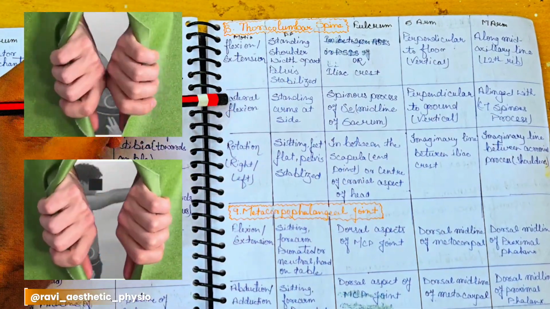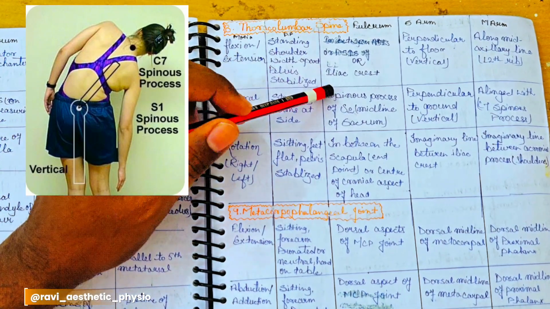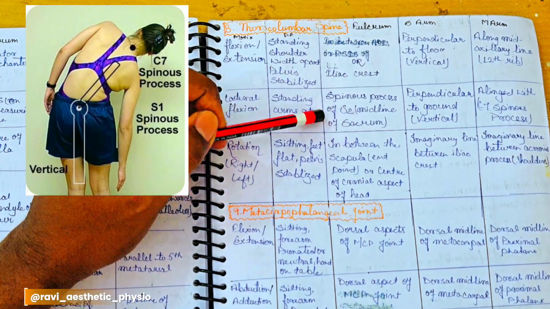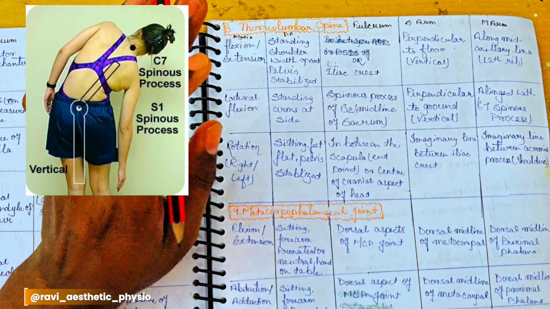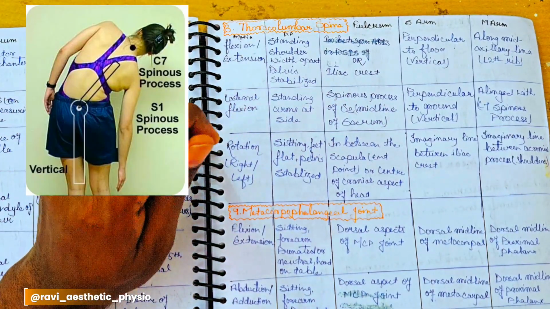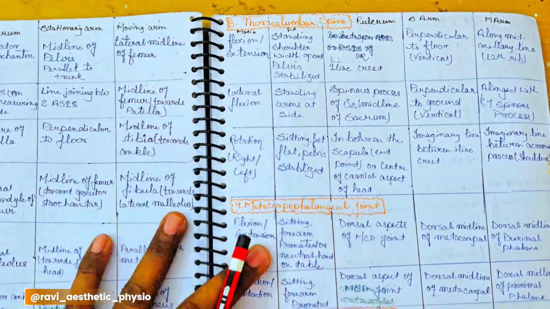Next is lateral flexion. You have to measure the thoracolumbar spine. Patient has to be in standing position. Fulcrum is to be placed over the sacrum, at the midline of the sacrum. Stationary arm is to be perpendicular to the ground or vertical, and the movable arm moves with the spinous process, which is C7, and lateral flexion is either to the left side or to the right side.